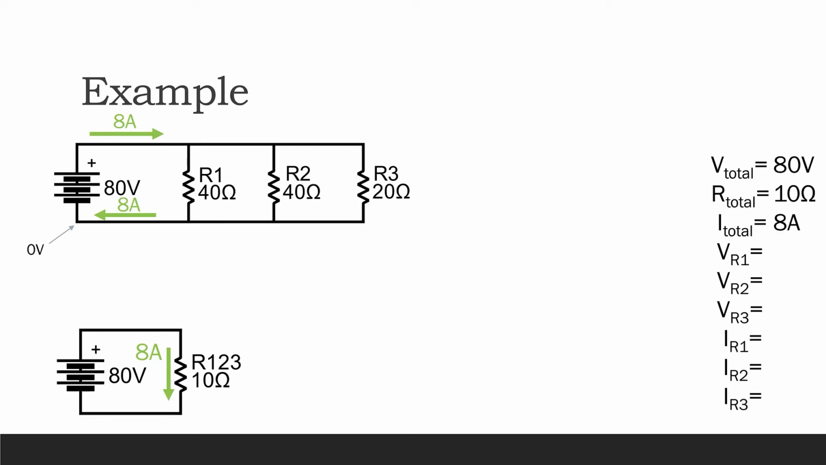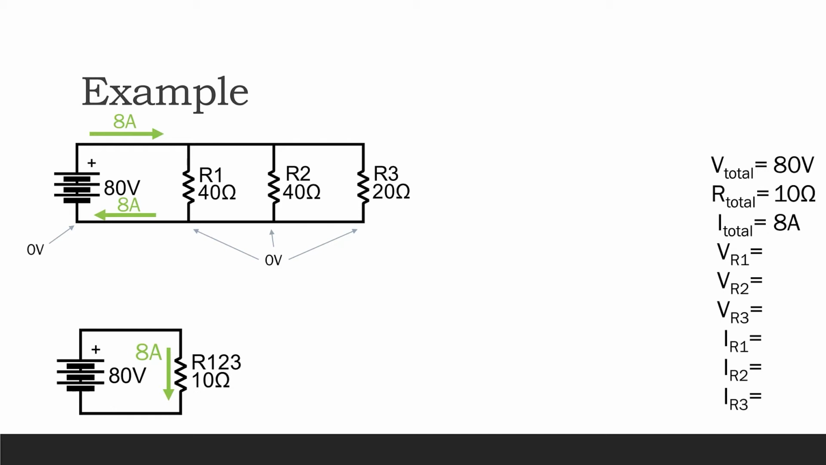Now remember, the voltage along any wire is constant. So if we have 0 volts at that point, we also have 0 volts at that point, 0 volts there, and 0 volts there. 0 volts all along that whole wire. The voltage does not change along a wire.